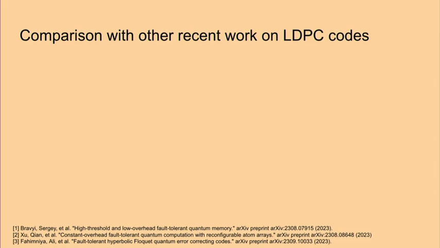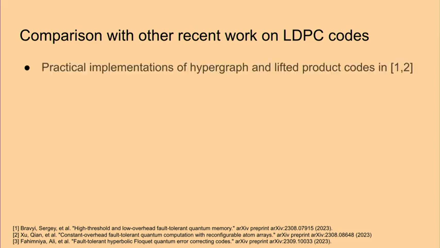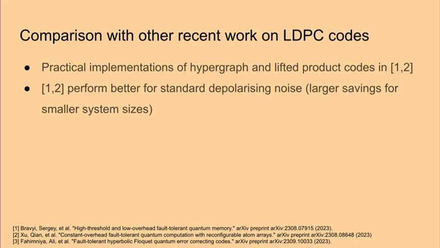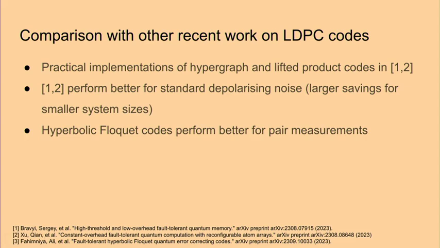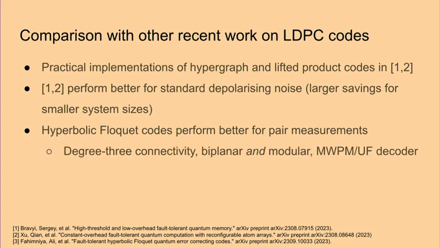So how does this compare to other recent work on LDPC codes, one of which we've had a talk on this week? There are these 2 references here, of recent work on practical implementations of hypergraph and lifted product codes. And these perform better for the SD6 or similar circuit level noise model I mentioned earlier. But hyperbolic Floquet codes perform a lot better for pair measurements, so when you have direct 2-qubit measurements. In this noise model, we get 1 or 2 orders of magnitude improvements over honeycomb codes and surface codes, which are the state of the art for those noise models.